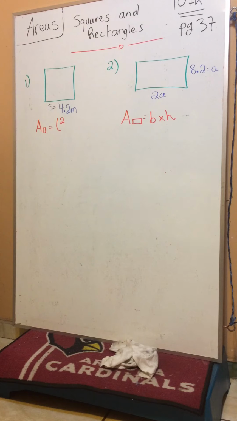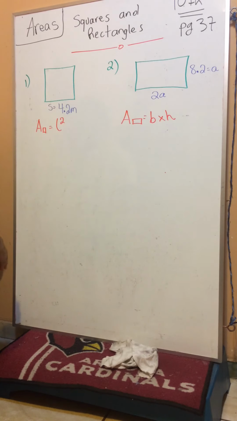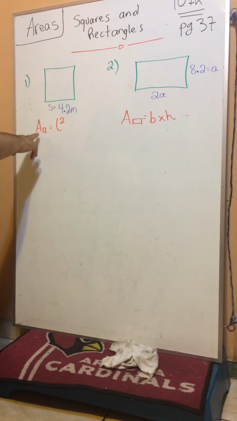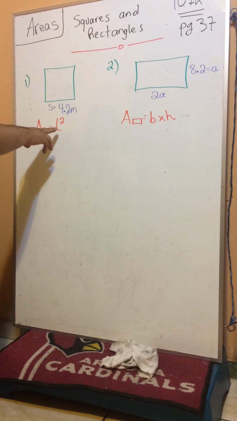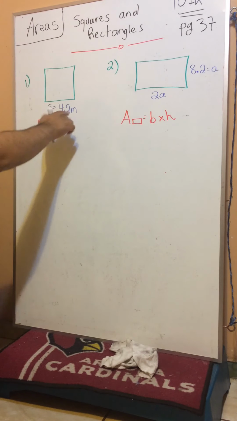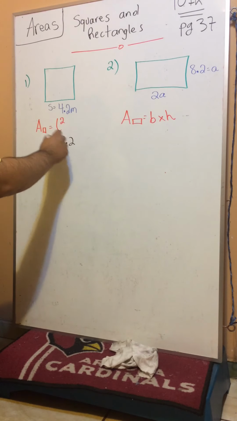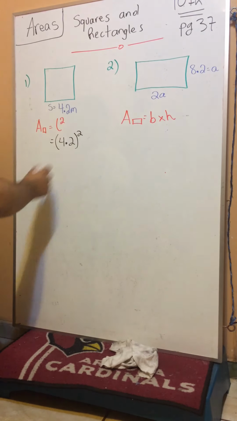They're pretty basic. We have the formulas in red, the figures in green, and the measurements in blue. So let's get to work. We already know that a square has 4 equal sides, so if we have one side, we'll have the other 3. The formula for the area of a square is side to the second power. If this side is 4.2, we'll take that side and elevate it to the second power.